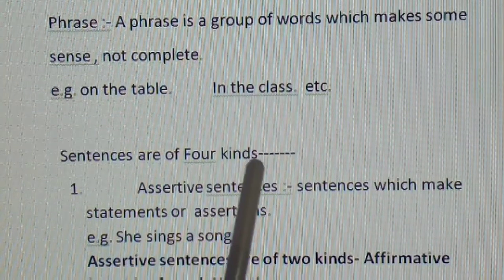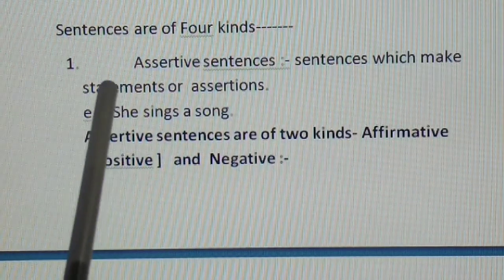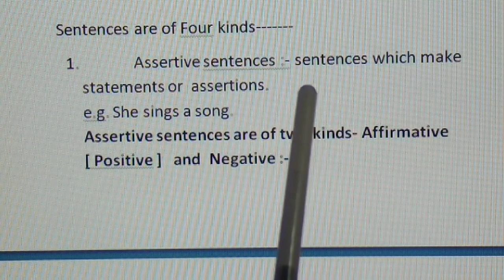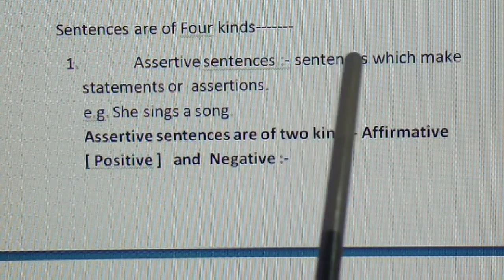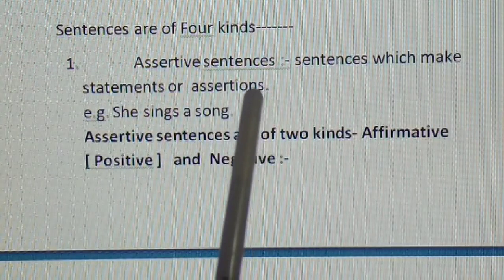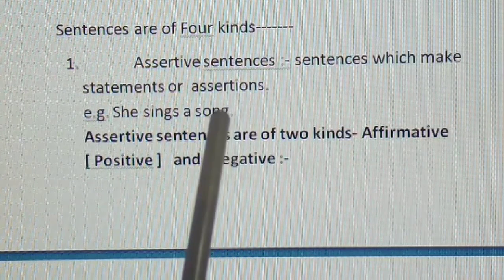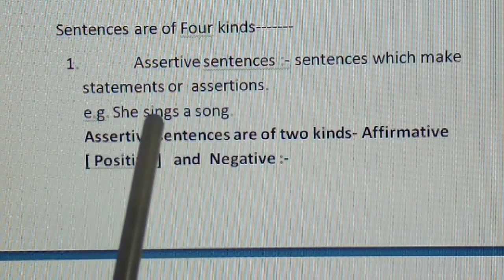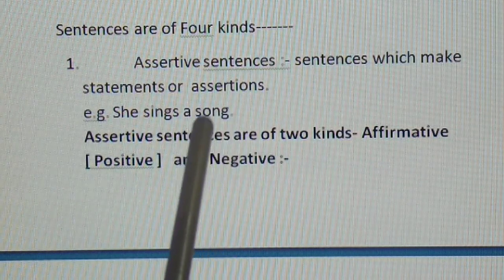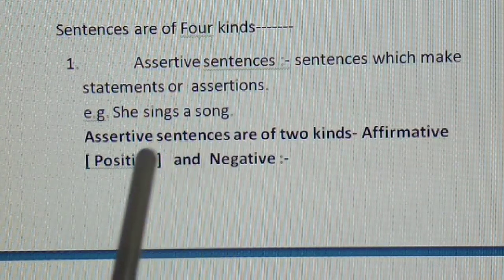Now, sentences are of four kinds. How many types of sentences? Sentences are of four kinds. First of all, assertive sentences. What are assertive sentences? Sentences which make statements or assertions. Those sentences, jo statements dete hain, ya assertions dete hain, known as assertive sentences. For example, she sings a song. Full stop. This is an assertion. That's why this is an assertive sentence.